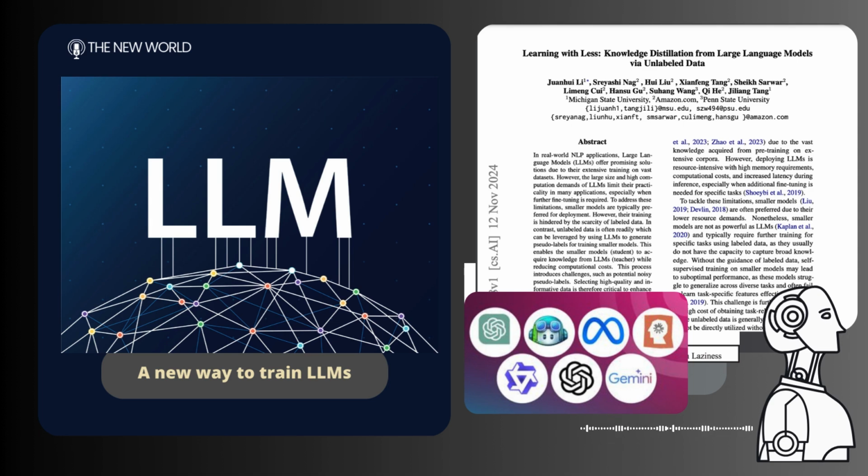I'm curious, what are some of the challenges or potential downsides that we should be thinking about as this technology develops? That's an excellent question. One thing to consider is the potential for bias in the pseudo-labels generated by the large language models. That's a really important point. We've seen how biases can creep into AI systems, and this method could potentially amplify those biases if we're not careful. Exactly. If the large language model used to generate the pseudo-labels has inherent biases, those biases will inevitably be passed on to the smaller model.